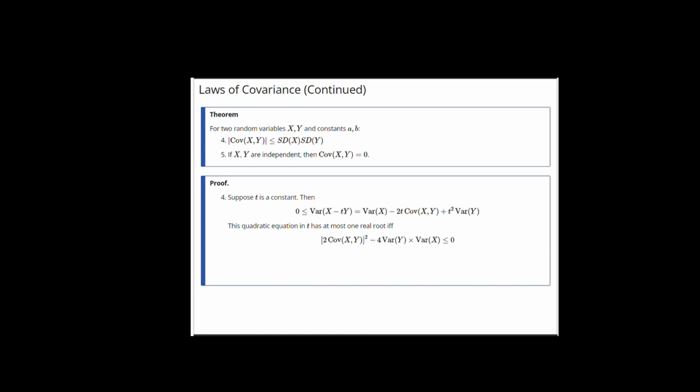In this case, that tells us that 2 times the covariance between x and y, squared, minus 4 times the variance of y times the variance of x is less than or equal to 0. And if we move the variances to the right-hand side of that inequality, divide through by 4, and take the square root, we end up discovering that the absolute value of the covariance is less than the product of the two standard deviations as required.